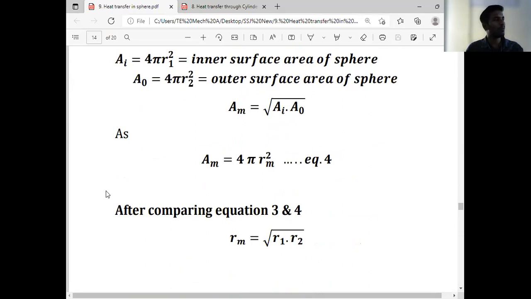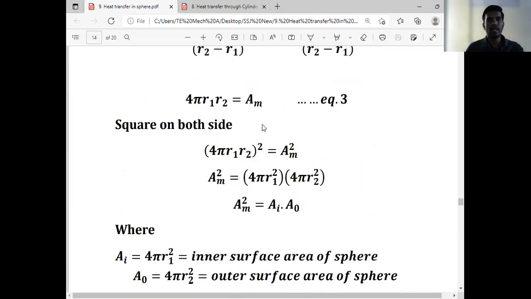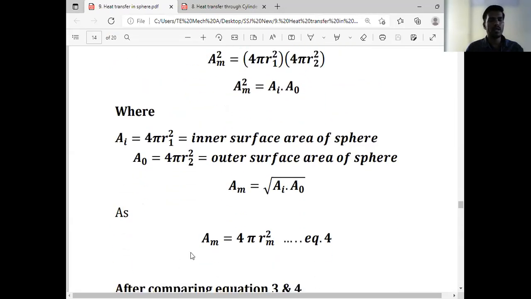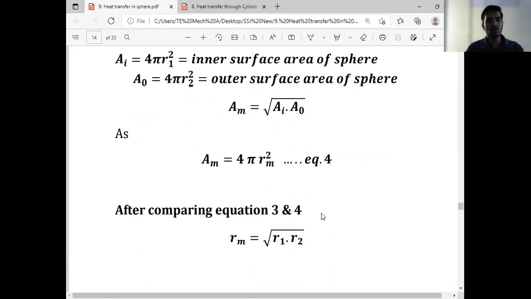समजलं का बघा? आफ्टर कंपेअरिंग इक्वेशन 3 and 4, so what is the equation 3? AM is equal to 4 pi R1 R2. What is the equation 4? AM is equal to 4 pi RM square. Okay, म्हणजे 4 pi cancel होईल. RM square is equal to R1 R2. So RM is equal to square root of R1 R2. Okay, so write down after comparing equation 3 and 4. So what is the mean logarithmic mean radius? That is square root of R1 R2.